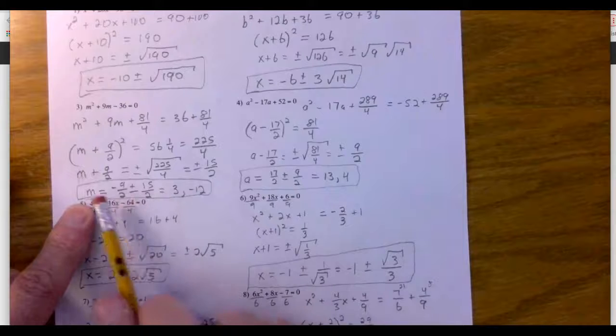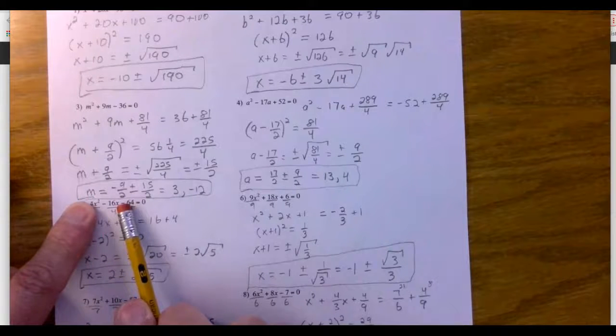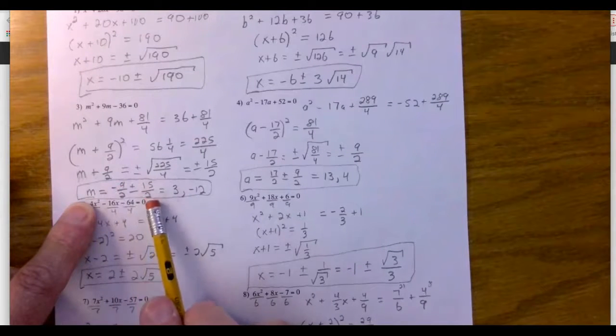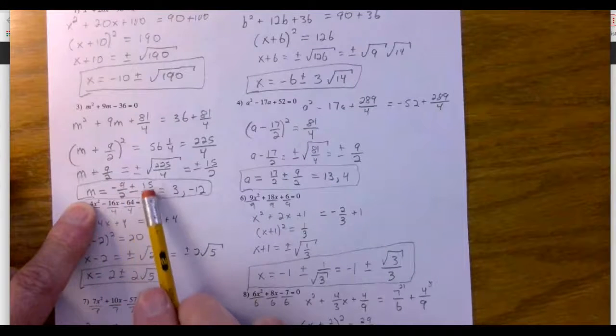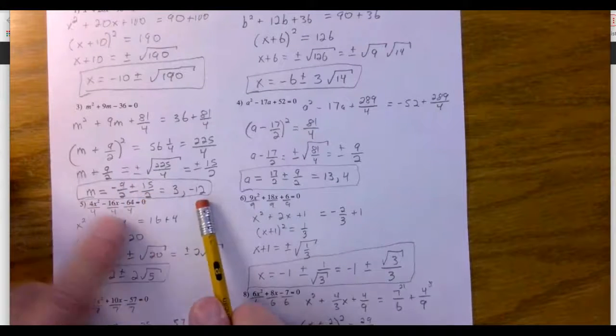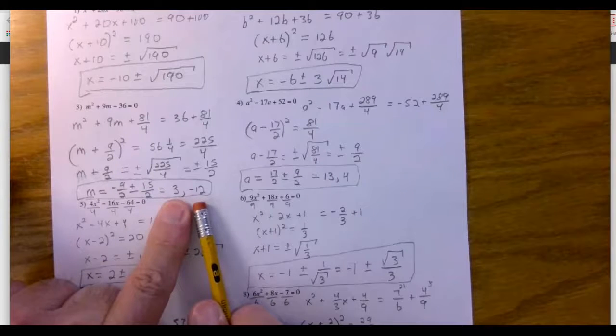All right, so then I just subtract 9 over 2 from both sides. So negative 9 over 2 plus 15 over 2, and negative 9 over 2 minus 15 over 2. I got 2 answers, 3 and negative 12.